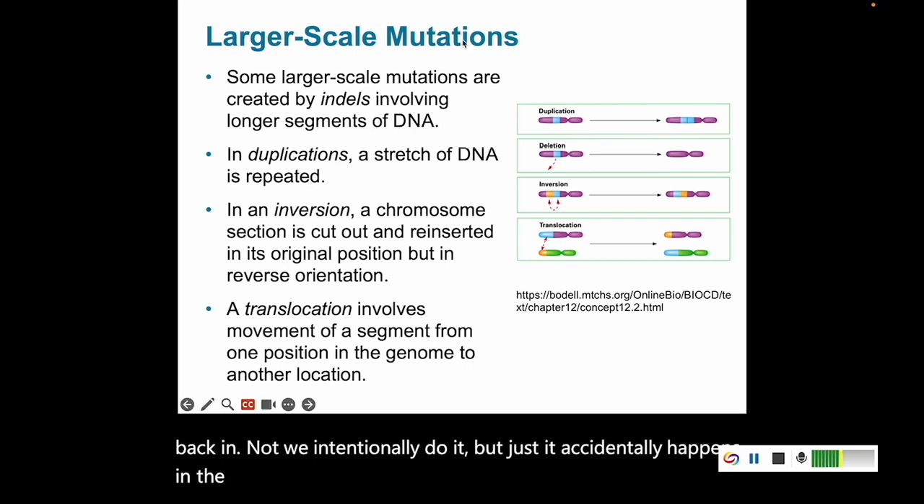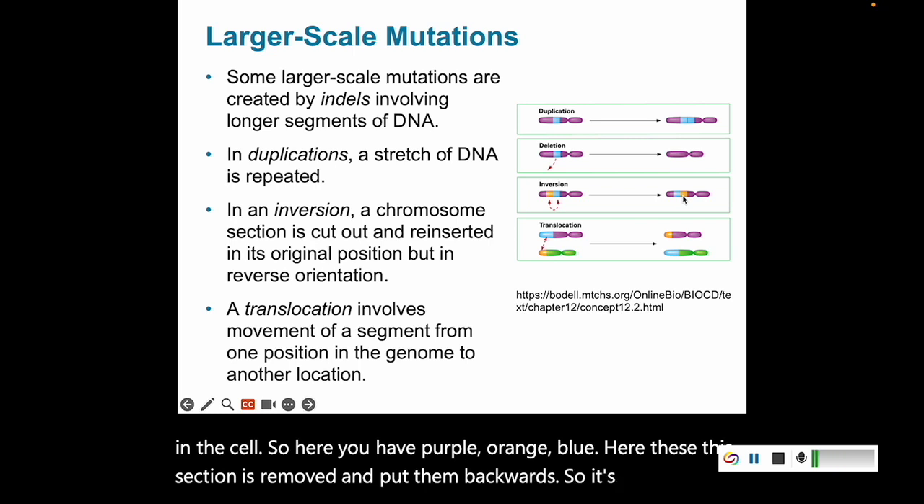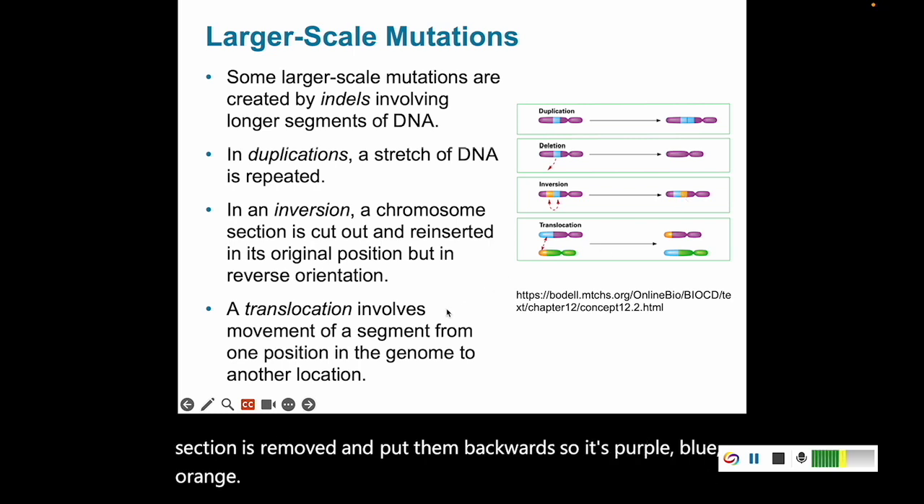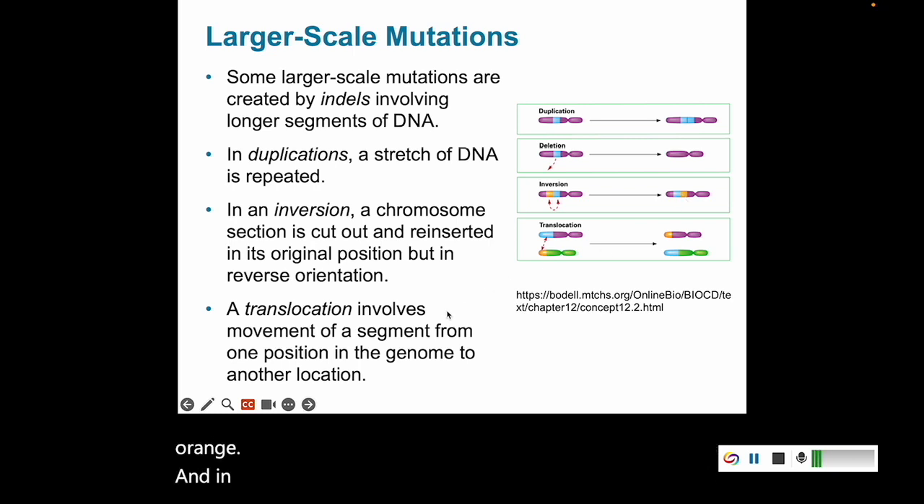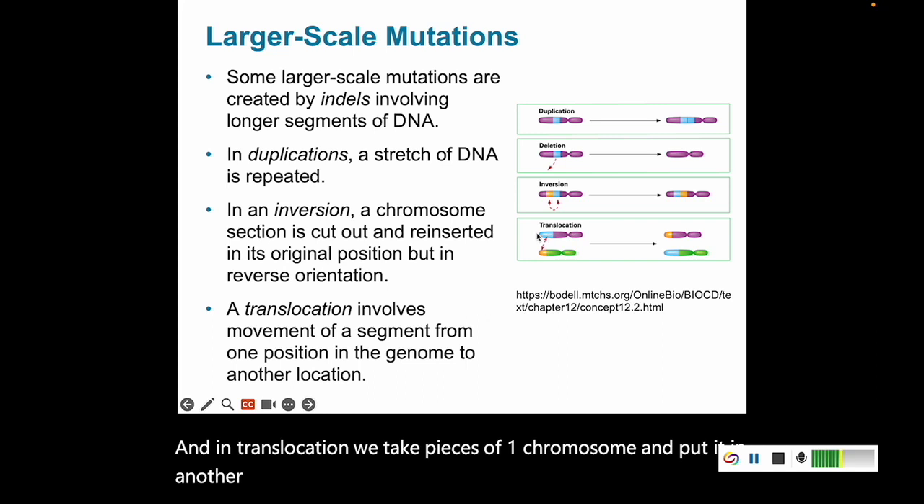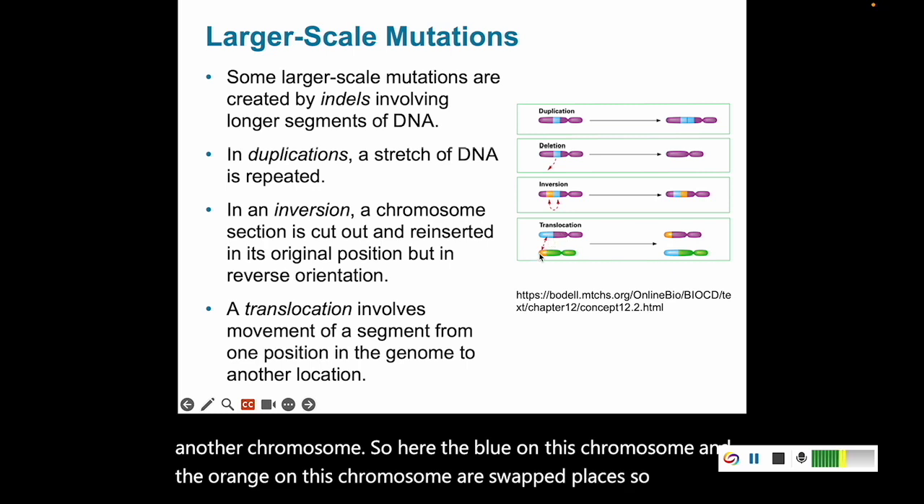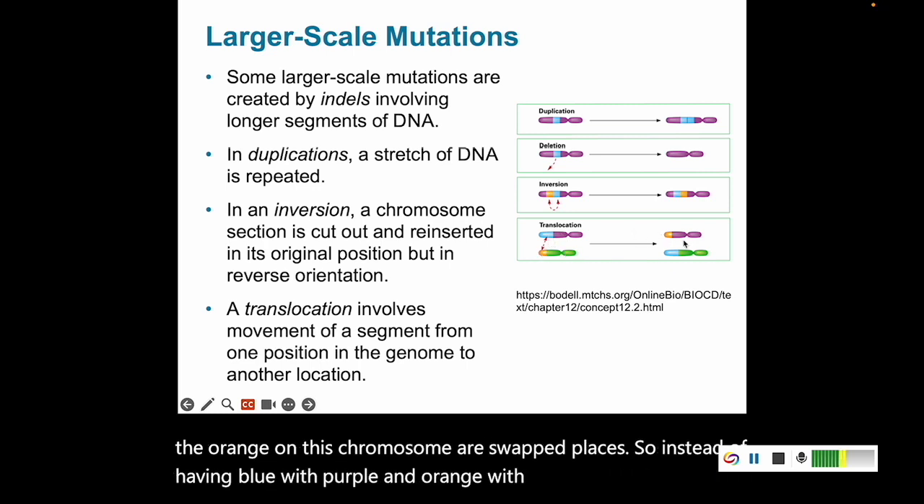So here you have purple, orange, blue. Here, this section is removed and put in backwards, so it's purple, blue, orange. And in translocation, we take pieces of one chromosome and put it in another chromosome. So here, the blue on this chromosome and the orange on this chromosome are swapped places. So instead of having blue with purple and orange with green, now you have orange with purple and blue with green.